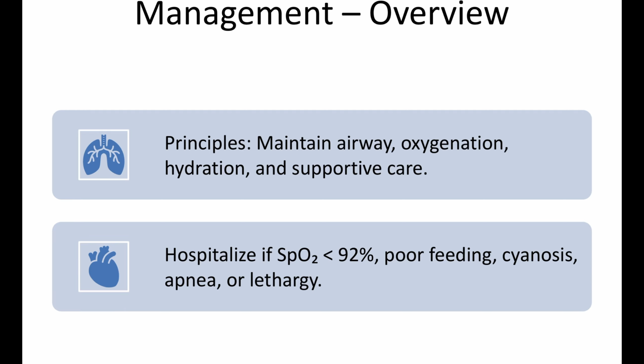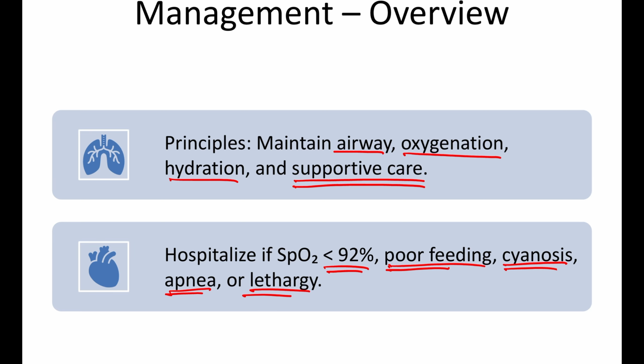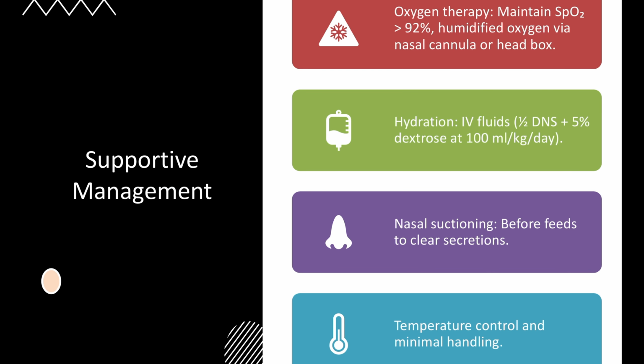Management involves maintaining airway oxygenation, hydration, and mainly supportive care. If the SpO2 is less than 92%, or poor feeding, cyanosis, apnea, or lethargy is there, it indicates hospitalization. In supportive management, it is mainly maintaining SpO2 greater than 92% with humidified oxygen via nasal cannula or a head box. Hydration is required if the baby is not feeding.